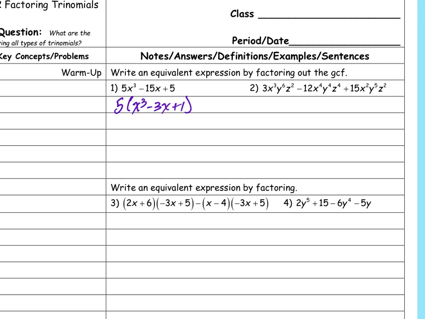Number 2, let's see. I can factor out a 3 and x squared and y to the 4th and z squared. And that gives me, let's see, x y squared minus 4 x squared z squared plus 5y. I think that's it.